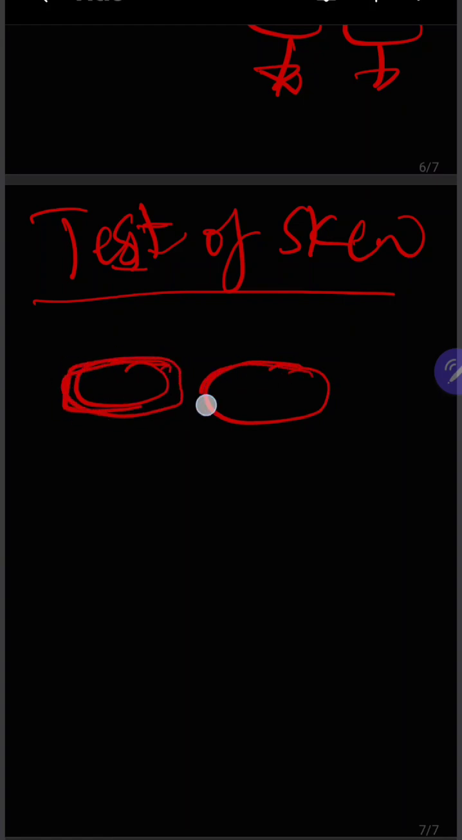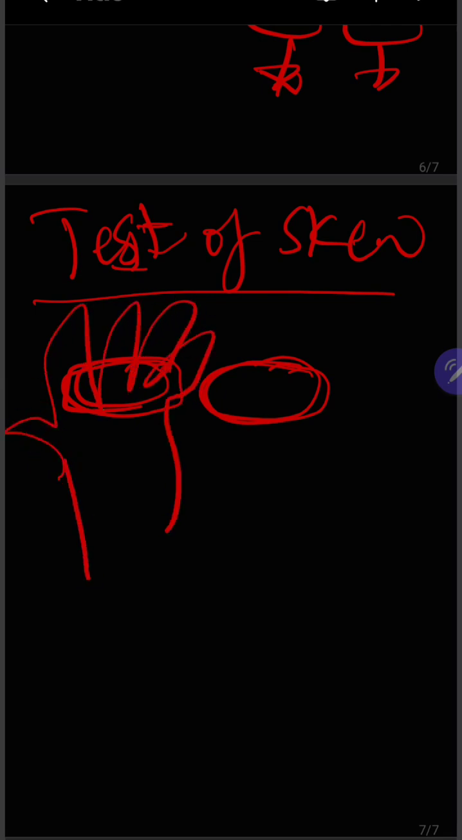And the third one is test of skew. So what is test of skew? Face the patient, look at the patient, and tell him to close one eye with one hand. Not close, just cover the eye with one hand, and after 5 to 6 seconds, tell him to remove this hand.